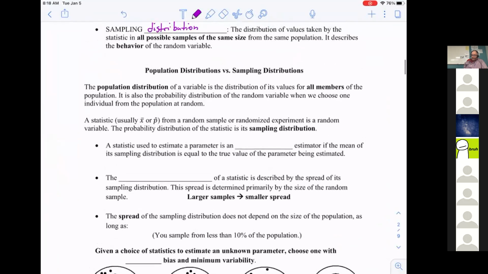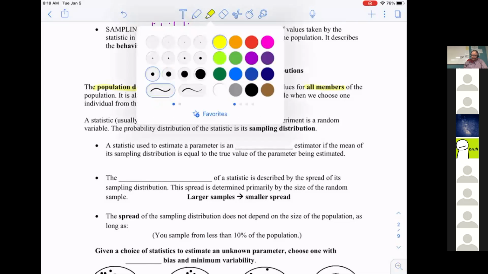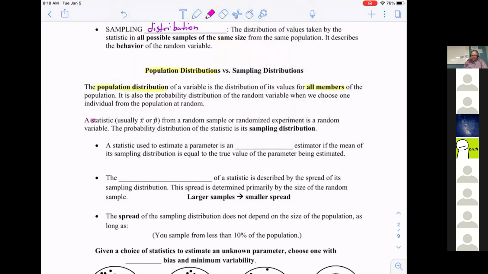All right, population distributions versus a sampling distribution. So again, that population distribution is all members of my population. So that's my population distribution. When we're talking about a statistic from a bunch of samples, when we put all those samples together, we have what's called a sampling distribution. So again, a population distribution is going to be from a parameter. It's for all members. When we talk about a sampling distribution, it is going to be from a statistic, and so therefore it's going to be from a bunch of samples.